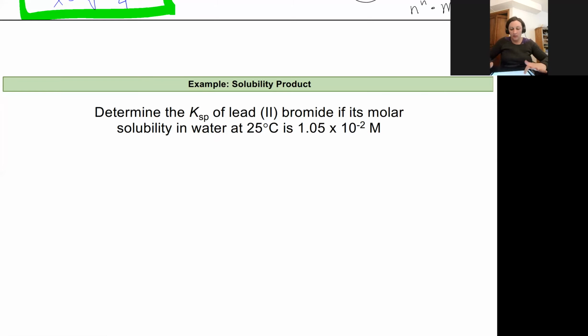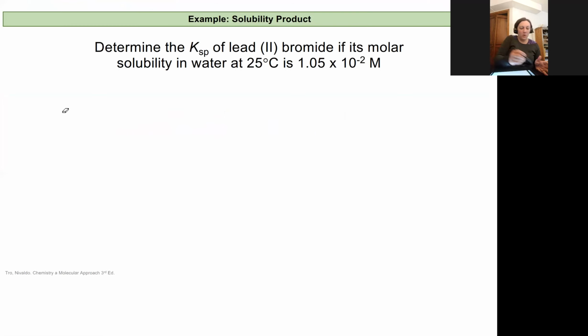So I'm going to, now that I've read that, push this up a bit. There we go. That molar solubility is right here. So that's going to correspond to either S or X, depending on how you think about the problem.